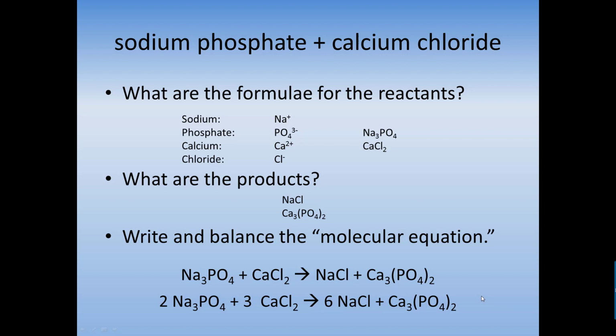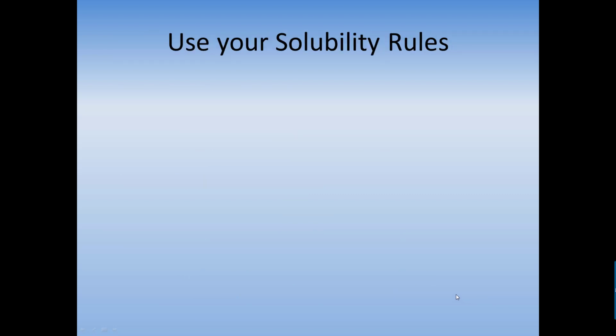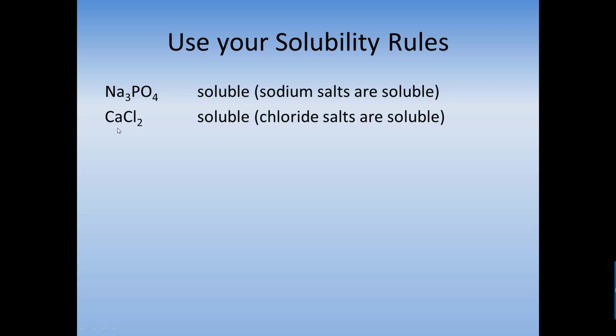The second step was to use the solubility rules. So the solubility rules, what we're going to do is take a look at each of the species. Sodium phosphate, for example, we know is soluble because sodium, being in group 1A, forms soluble ionic compounds. So ionic compounds with sodium as an ion are going to be soluble. Secondly, calcium chloride we know is soluble because chloride salts are soluble. And calcium is not among the exceptions to make chloride salts insoluble, so this is going to be soluble.